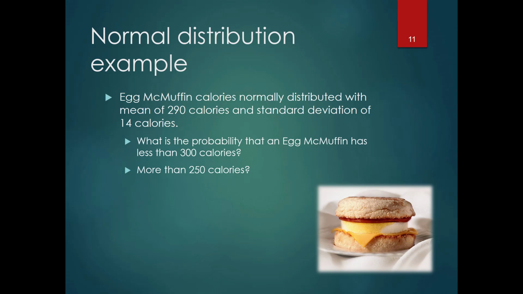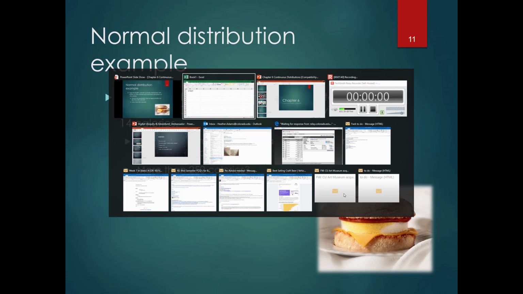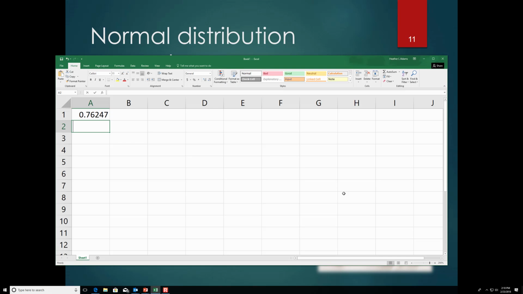Okay, how about more than 250 calories? Remember, for greater than problems, I'm going to need the 1 minus, the complement rule, because Excel is giving me the cumulative, so that's basically for less than problems. If I'm plugging in 250 and it's giving me the cumulative, it's giving me the probability of everything up to 250. So that's basically a less than problem, 250 or anything lower than it. Okay, so in this case I want to do 1 minus the probability and use 250.